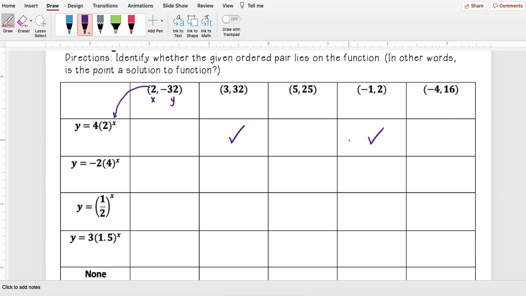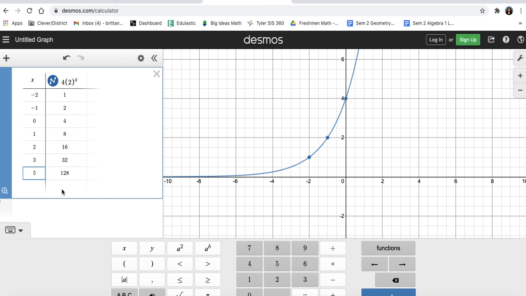And then my last point, negative 4, 16. Negative 4 is not on here, so I'm going to type in negative 4 for x. And that's 0.25. So that means that's not on there.